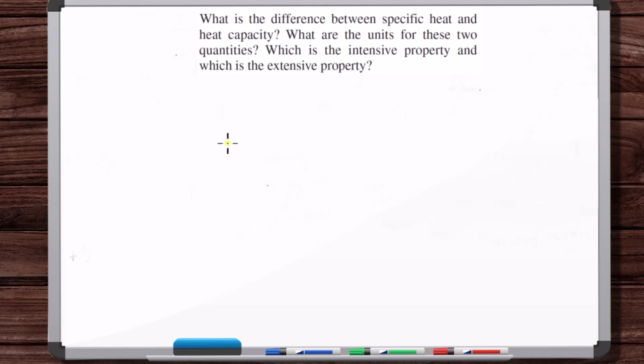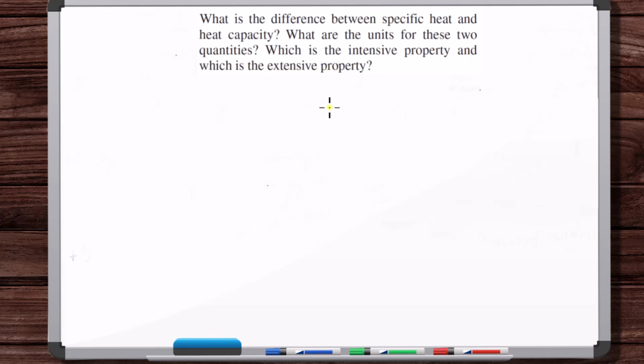In this video, we're going to work some example problems related to the topic of calorimetry. So let's get started. What is the difference between specific heat and heat capacity? What are the units for these two quantities? Which is the intensive property and which is the extensive property?